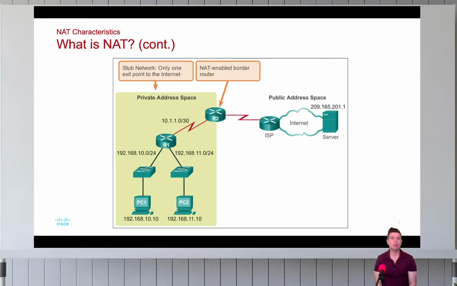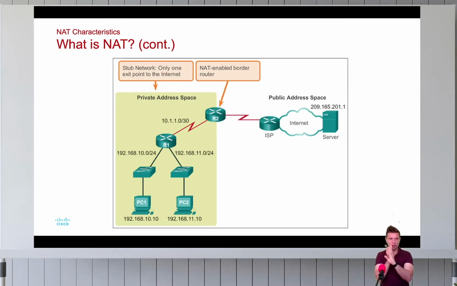So here's an example. Here we have a network. You'll see the highlighted area is the private address space. In other words, this is an organization's internal network. R1 is on the inside of the network. It really has nothing to do with NAT. But then we have R2. R2 is our border router. It's the one that connects to the internet service provider.